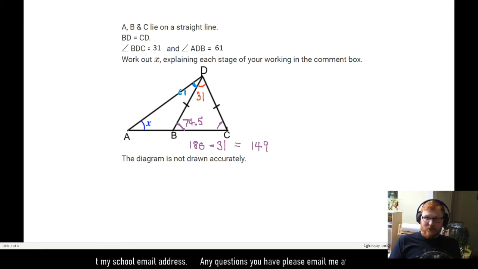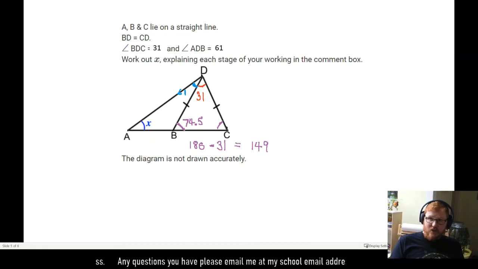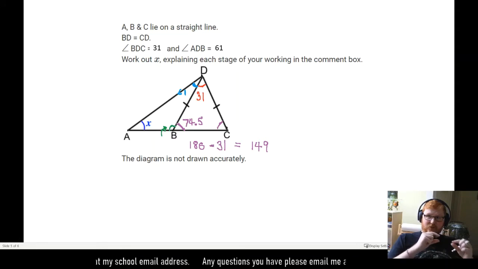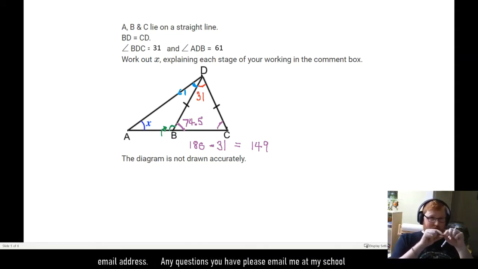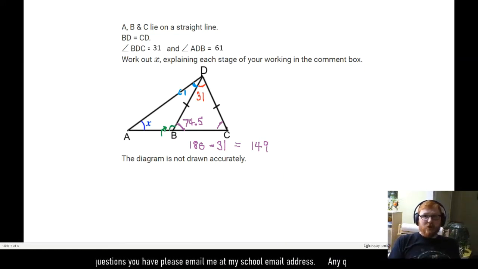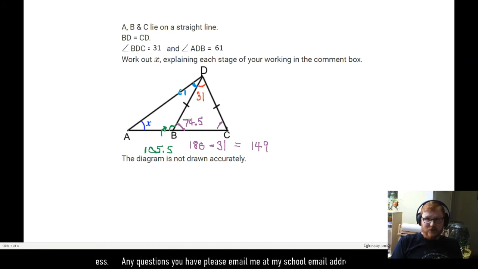But 74.5, I can now find, what colour haven't I used? It's just green. I can now find this angle here, because this angle and that 74.5 are on a straight line. Okay, so they're at a point on a straight line. Not all the angles along the same straight line, but at a point on a line, they add up to 180. Now, if that's 74.5, using a bit of quick maths, I can't actually do quick maths anymore. That's 105.5. 105.5 is that angle there.